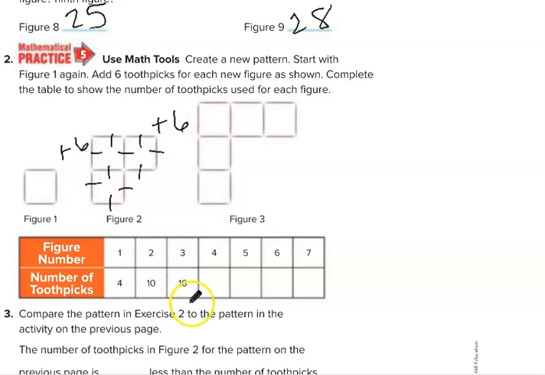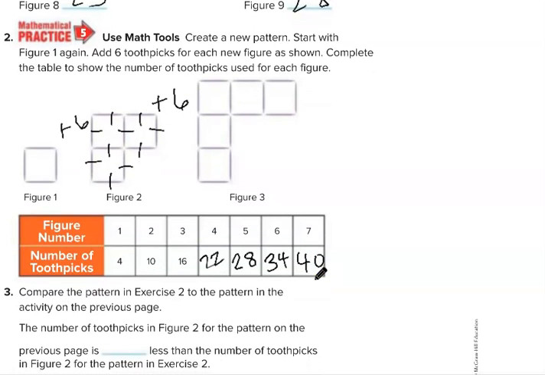And using the table, I can see that. So if we just keep going with that pattern, we're going to add 6 to 16 to get 22. 22 plus 6 is 28. 28 plus 6 is 34. And 34 plus 6 is 40.